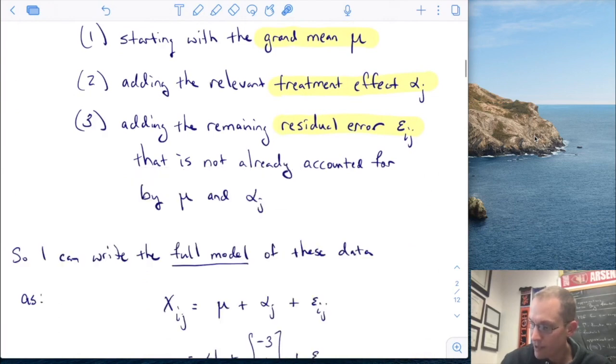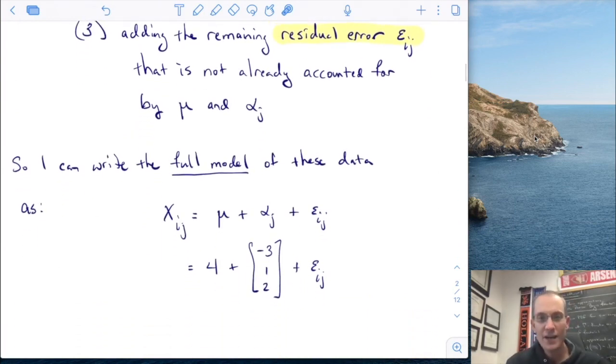And it looks like this. We would write the full model in this form. We would write it as mu plus the alpha j's plus the epsilon ij's. And we can actually estimate what mu is. It's the grand mean. And then for the alpha j's, well, it's a different treatment effect for each condition. Right? It's different for each keyboard.